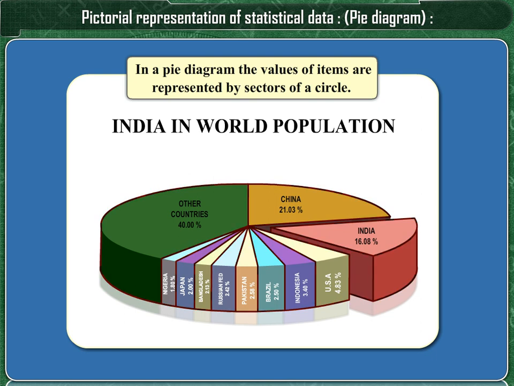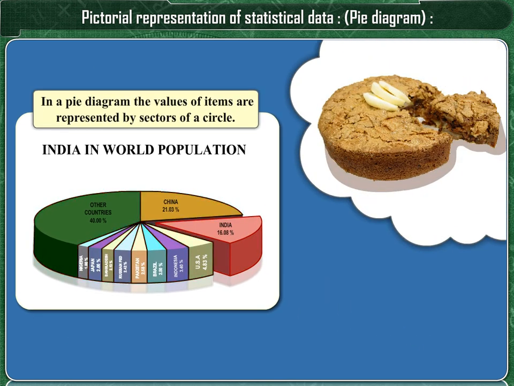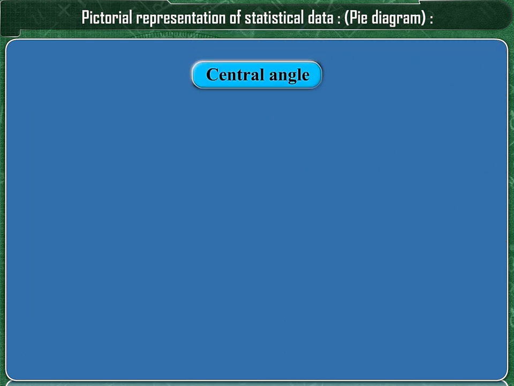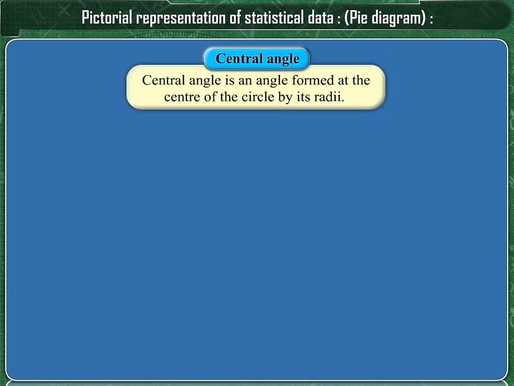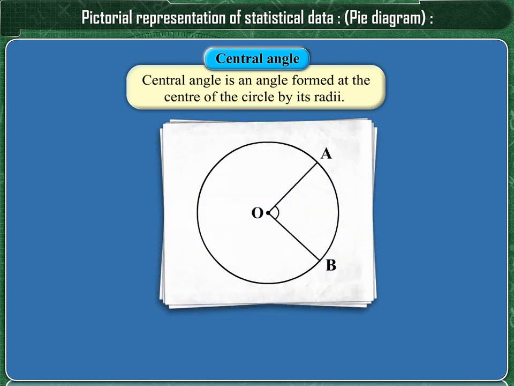pie diagram. Before learning how to construct a pie diagram, we will first learn the terms which are used in a pie diagram. The terms used in a pie diagram are sector and central angle. What is meant by central angle? Central angle is an angle formed at the center of the circle by its radii. In the figure, O is the center of the circle, and the line segments OA and OB are the radii. The angle formed, that is angle AOB, is the central angle.